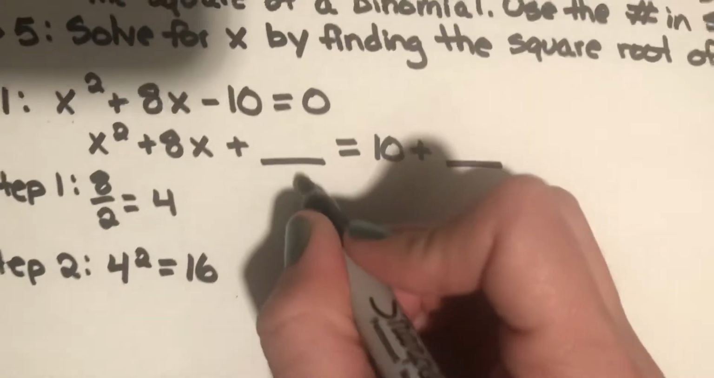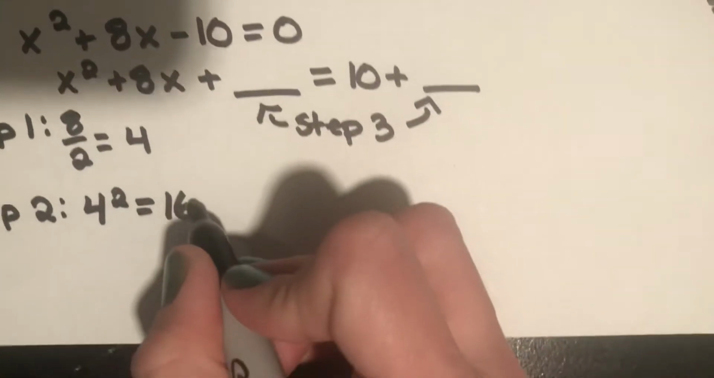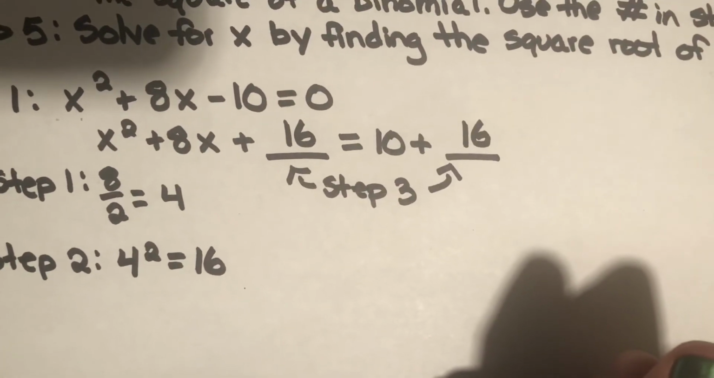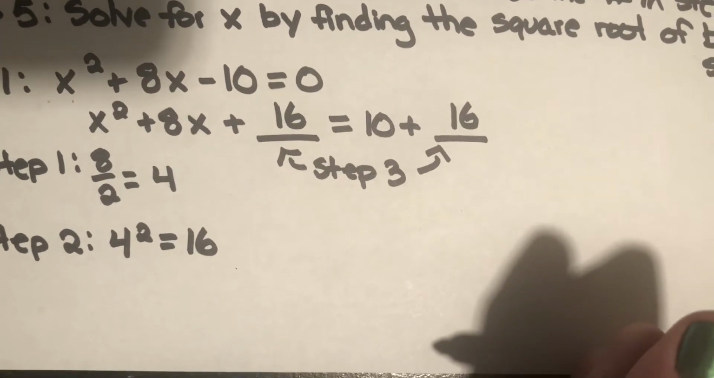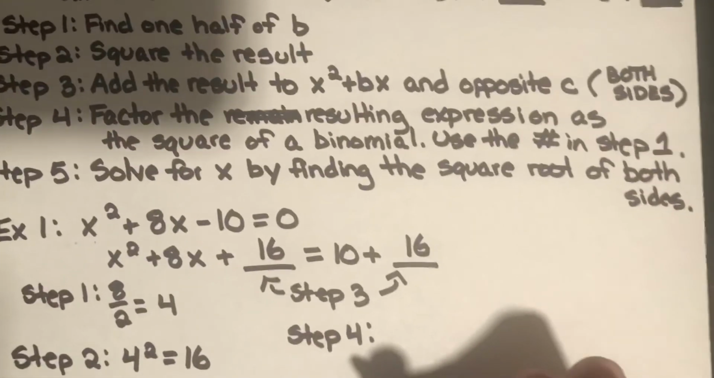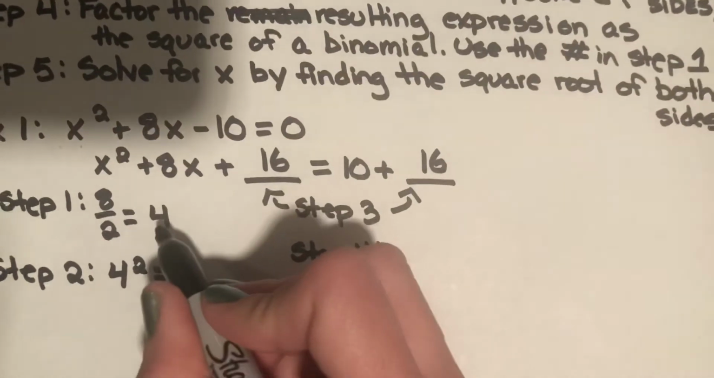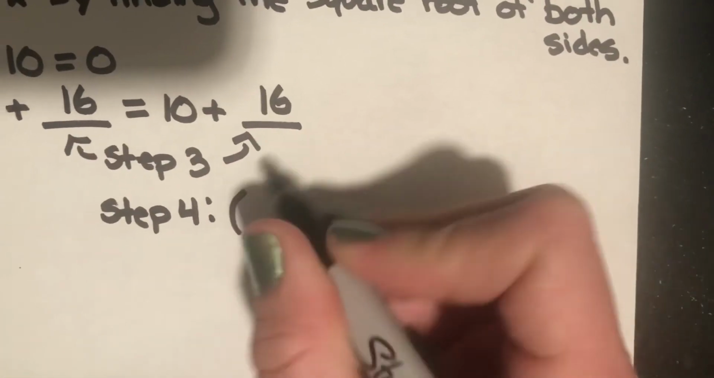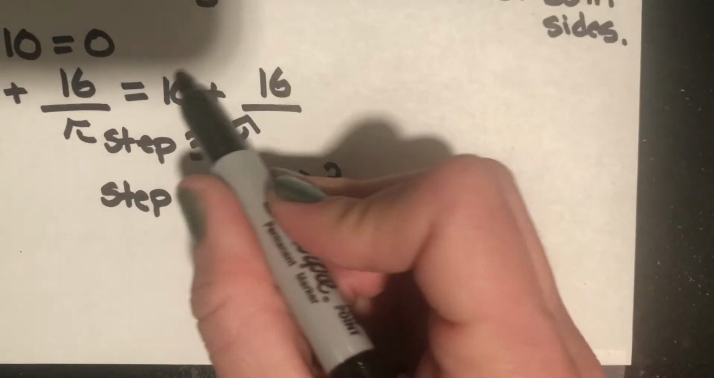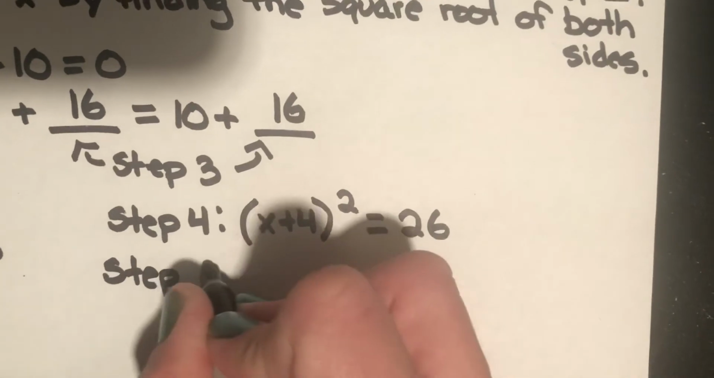Step 3. I'm actually going to add this value right here to both of my blanks, because whatever I do to one side of the equation, I have to do to the other side of the equation. Step 4. I'm going to factor the resulting expression, so this expression right here, as the square of a binomial. I'm going to use the number in step 1. Well, step 1 I had 4. So this equation is now a perfect square trinomial, and I'm going to factor it as x plus 4 squared. And I'm going to set that equal to, I'm actually going to add these two numbers together. 26.